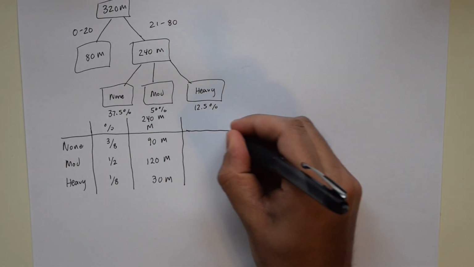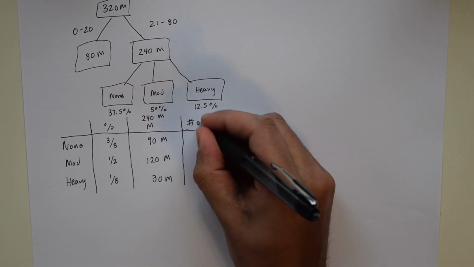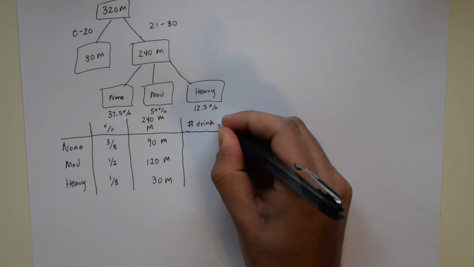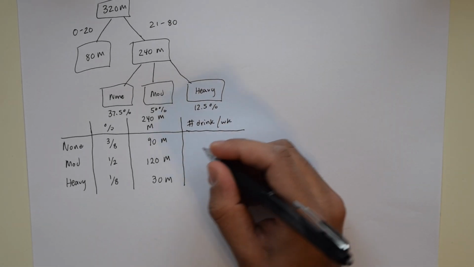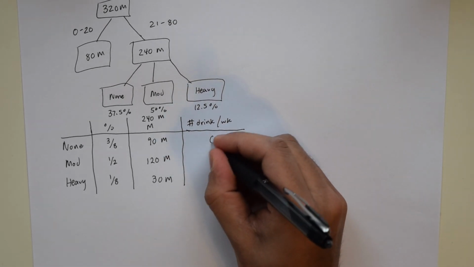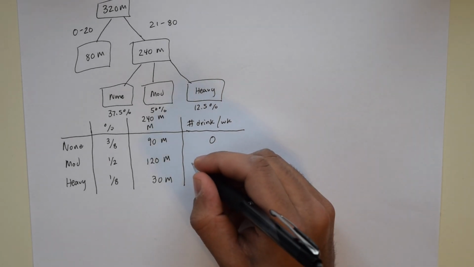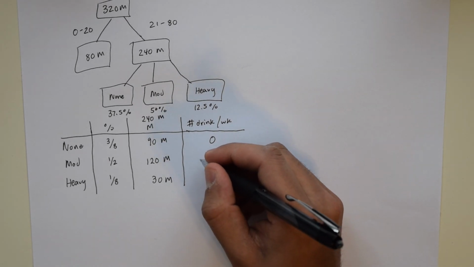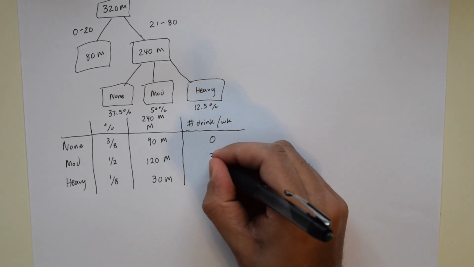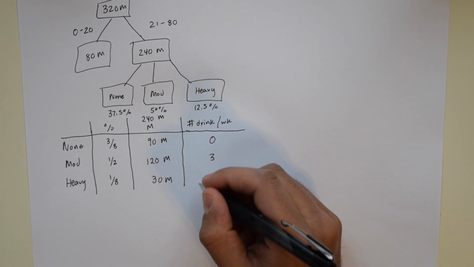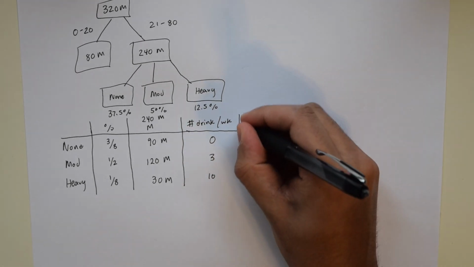Now I'd like to make some assumptions about the number of drinks per week that people in each of these categories consume. So on average, a person who drinks none consumes 0 drinks per week. On average, a person who's a moderate drinker drinks about 2 to 4 drinks a week. So let's say 3 drinks a week on average. And then a heavy drinker drinks about 10 drinks per week.